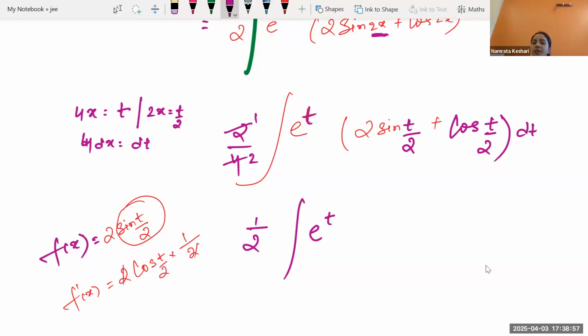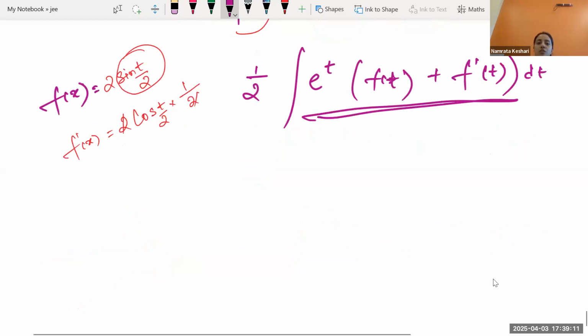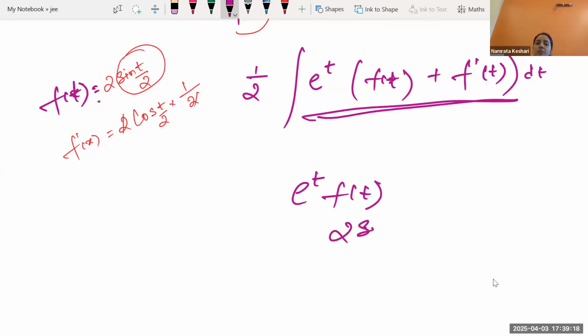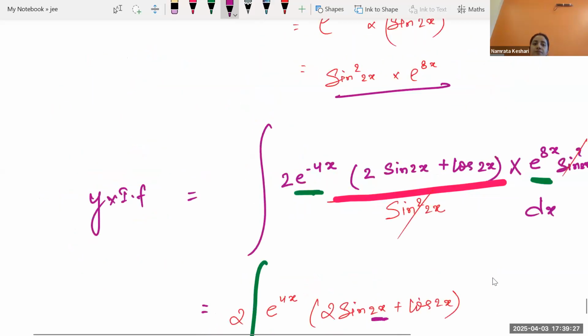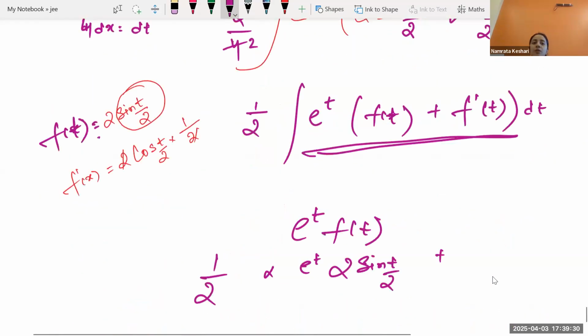If I am taking this 2 sine t by 2 as f of t, we are getting f dash t as this one, dt. We know the integration of this will be nothing but just e to the power t f(t). Our f(t) is this 2 sine t by 2, so e to the power t, and outside 1 by 2 was there, and we are done. Clear? Yes, ma'am. Okay, yes, so ma'am, how we'll be doing it.